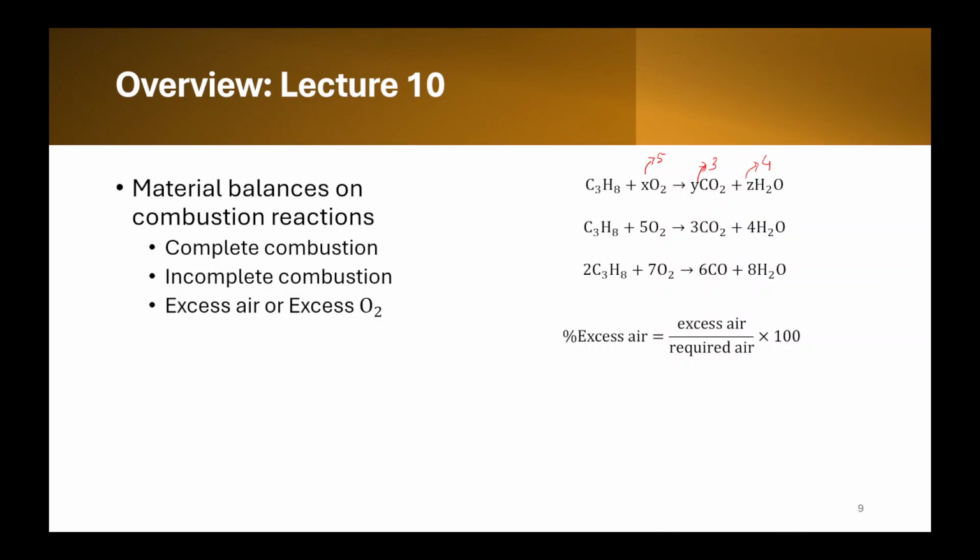However, what if you don't have enough oxygen? Then it leads to incomplete combustion. This is the example for incomplete combustion. So this gives us carbon monoxide and water.